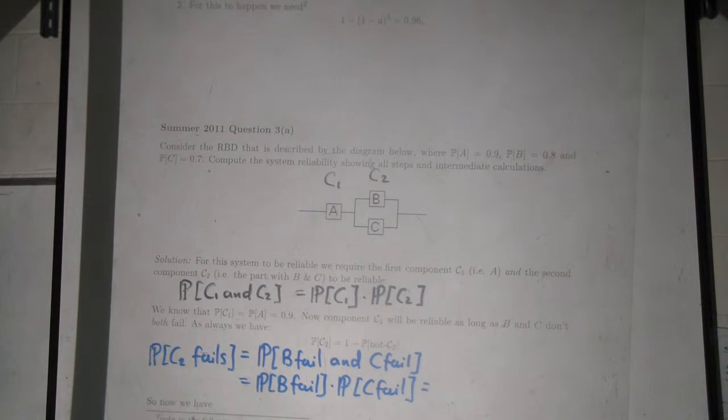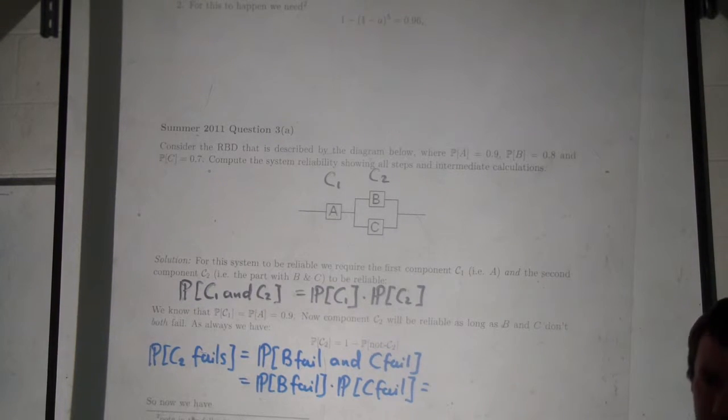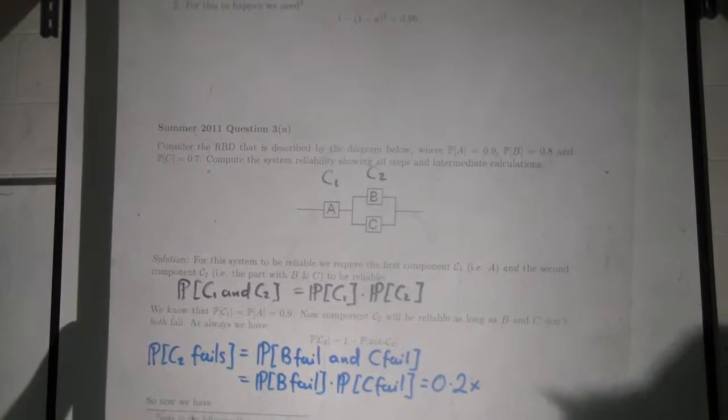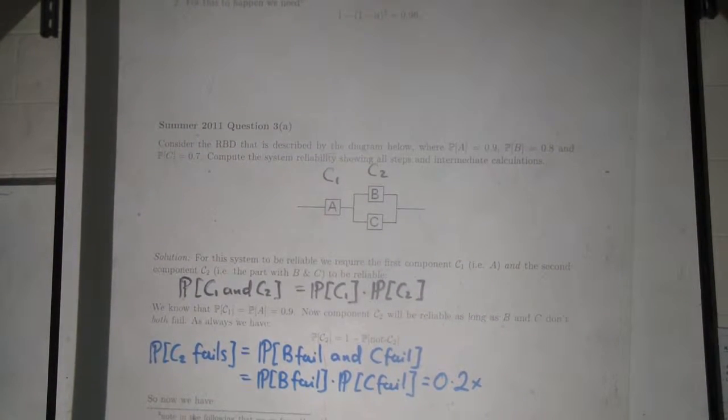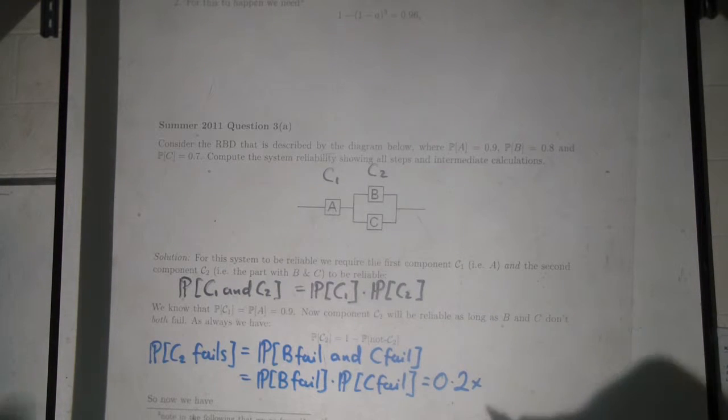What is the probability of B failing? That's the probability of it working. So what's the probability of failing? What is the probability of C failing? 0.3. This is the probability of working, so it fails with probability 0.3.